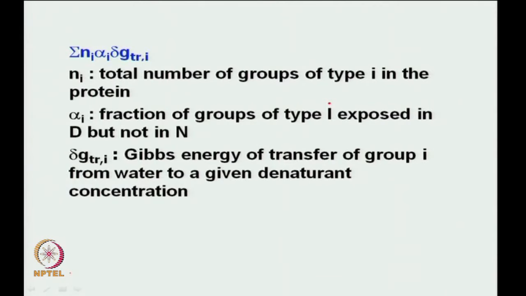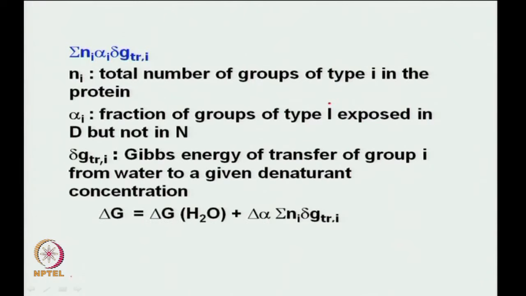What is delta G? Now, this is the key term. This is the Gibbs energy of transfer of group I from water to a given denaturant concentration. The same thing we did for neopentane. We looked at the Gibbs energy of transfer of neopentane from its neat phase to what? Water phase. In this case, what are you doing? You are doing this Gibbs energy of transfer from now water to denaturant. That is what you are doing. So, that is what your Gibbs energy of transfer is.